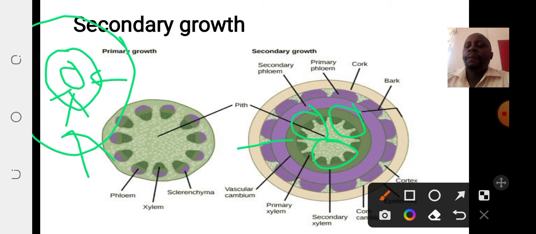Is it clear? So if you have a ring, it means it is for one season. So you can count the number of rings and you can actually get to know the age of a plant. We shall see briefly.